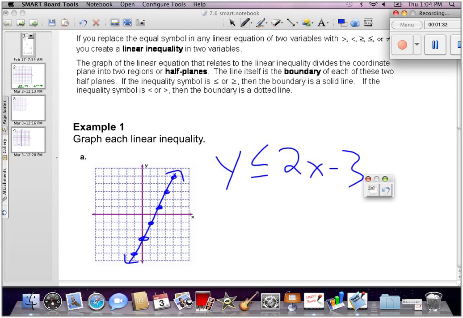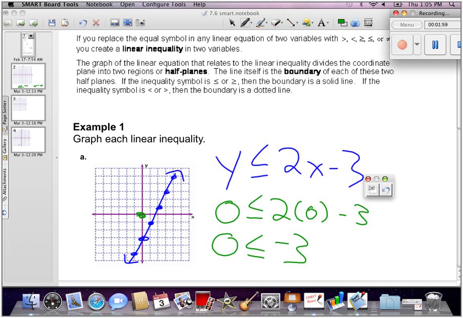We have to figure out which side to shade, because it says y is less than or equal to this, not greater than, not equal to. So it's not equal to something on this line, it's equal to something less than this line. So I'm going to plug in 0, 0 to figure out which side I shade. When I plug in 0, 0, I get 0 is less than or equal to 2 times 0 minus 3. And so I get 0 is less than or equal to negative 3. Is that true? Is 0 smaller than negative 3? No. So I'm going to shade the opposite side.